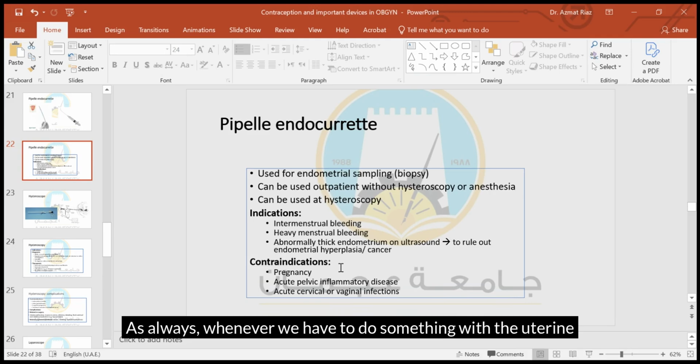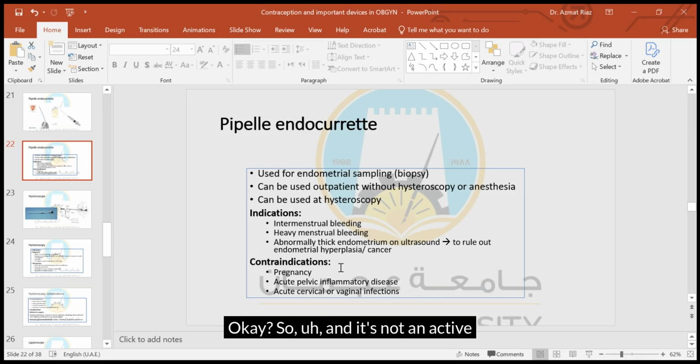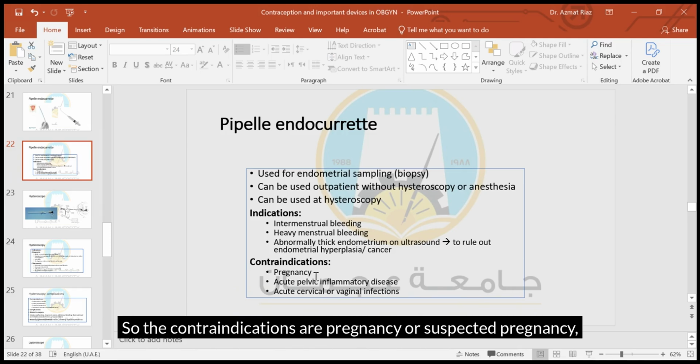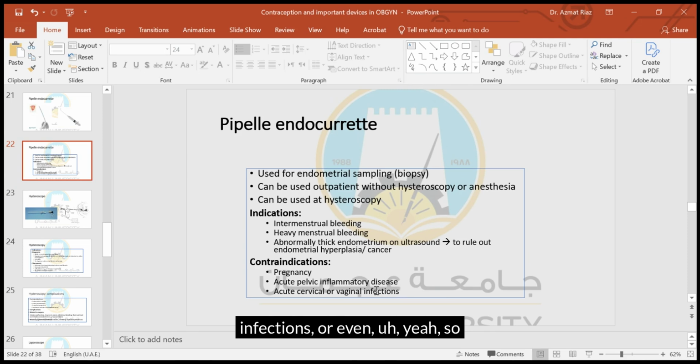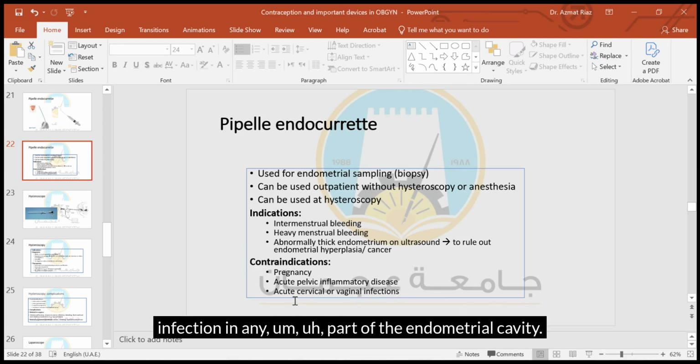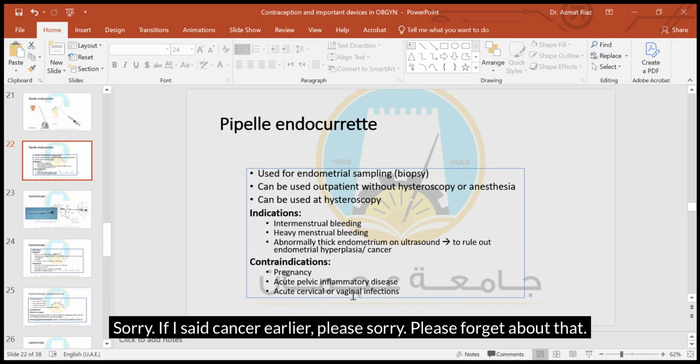Now, what are the contraindications? As always, whenever we have to do something with the uterine cavity, we have to make sure that the patient is not pregnant or suspected to be pregnant, and that there is no active infection. So the contraindications are pregnancy or suspected pregnancy, acute pelvic inflammatory disease, acute cervical or vaginal infections, or an infection in any part of the endometrial cavity. Sorry if I said cancer earlier, please forget about that. It is used to detect cancer of the endometrium.